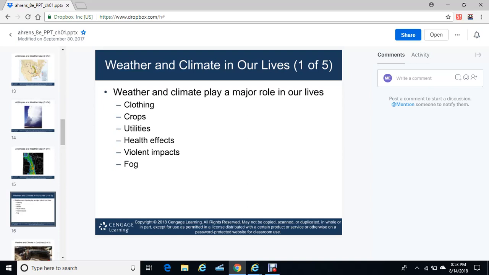And then fog. Weather and climate as far as fog, that has a huge role. I lived out on the Central California coast for a while, and the fog was really thick there, and it really impacted people's lives and how fast they could travel along the interstate going to and from where they needed to go.